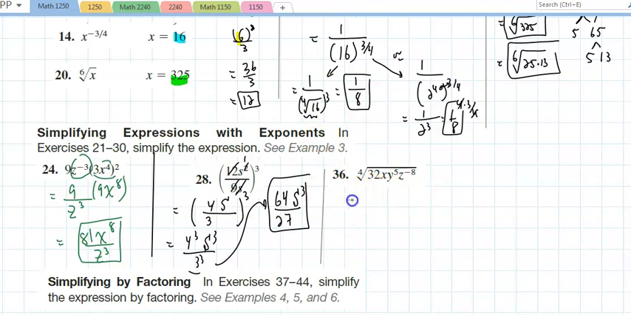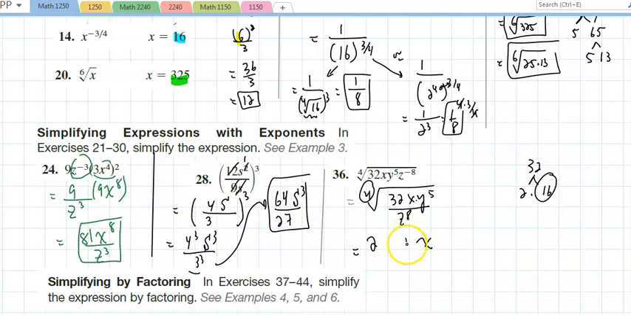And the last problem, I'm looking at the 4th root of 32xy to the 5th divided by z to the 8th. Now, how does this work? 32 is 2 times 16. 16 works well because 16 is 2 to the 4th, so that 16 clears as a 2.